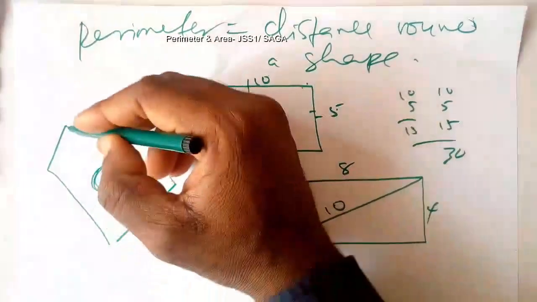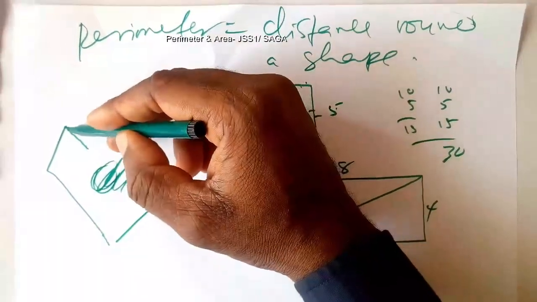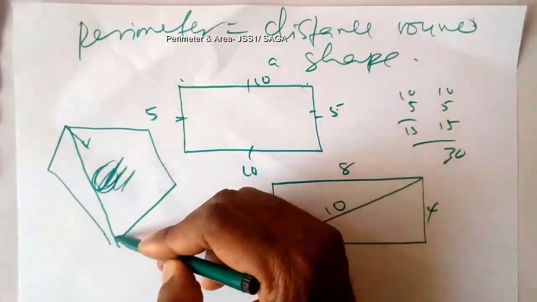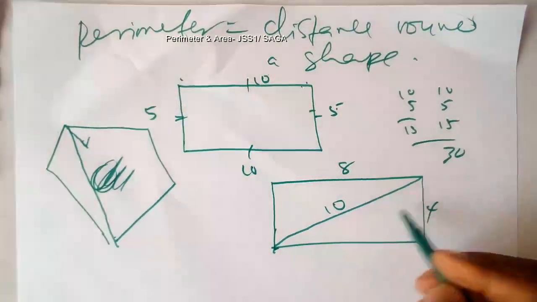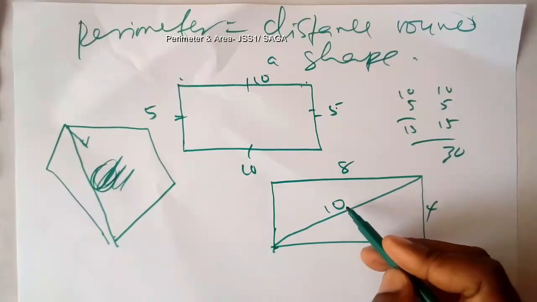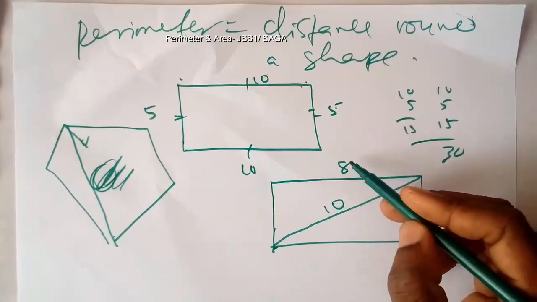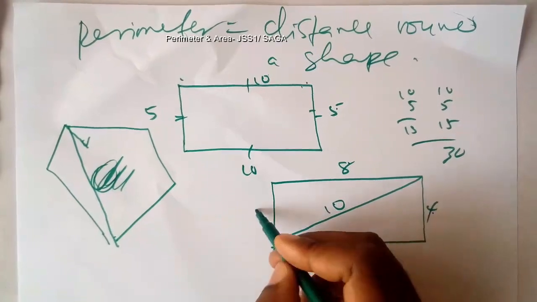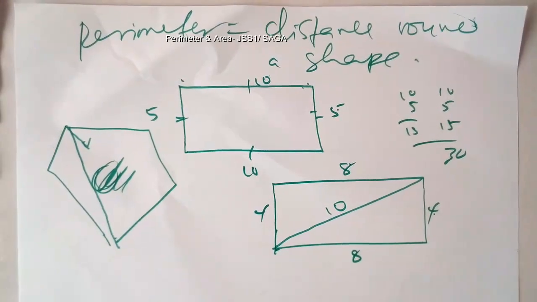It doesn't matter the measurement from here to here, it doesn't matter inside. So if I need to find the perimeter of this rectangle, I don't need to add this 10. It's just 8, 4, here is also 8, here is also 4. Distance around a shape.